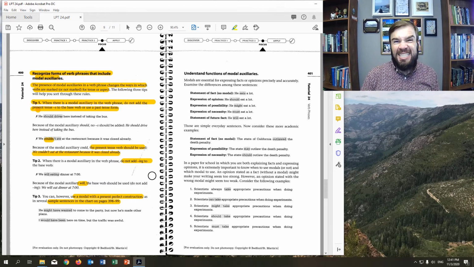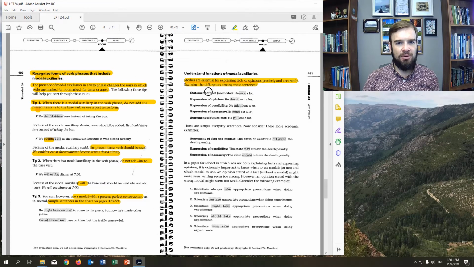Pardon me. It's dense. It's dense. But it's so important. Okay, next, understand functions of modal auxiliary. Functions means why. When do we use which modals, right? Now, modals are essential for expressing facts or opinions accurately.